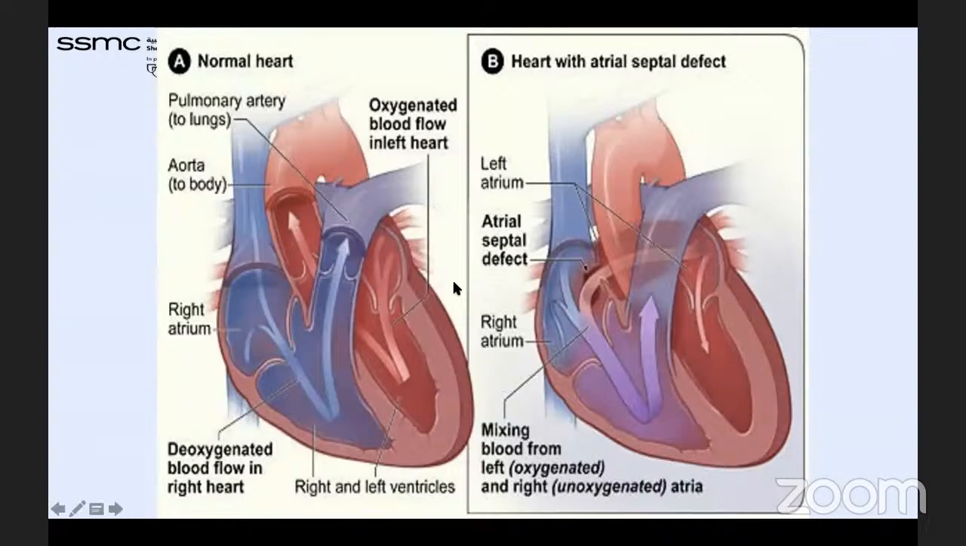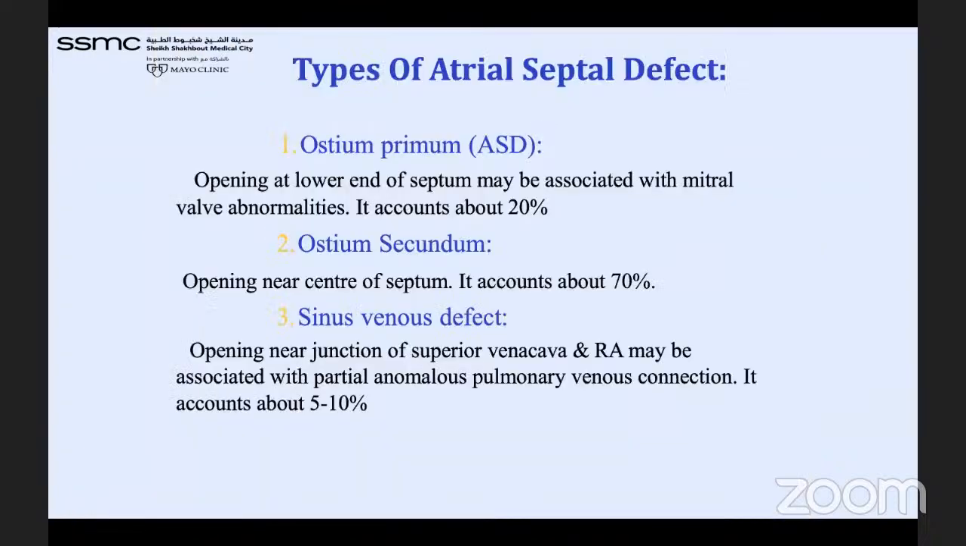So this is the normal heart, but if you have this defect here, it is the ASD, but it has different types. I will show you in a minute. So these are the types of the atrial septal defect. Ostium primum, opening at the lower end of the septum, may be associated with mitral valve abnormalities. Sometimes it accounts for about 20%. Ostium secundum, which is the most common one, opening near the center of the septum, at about 70%.